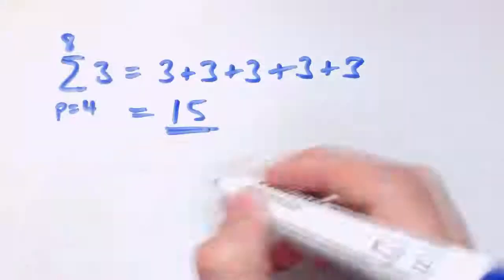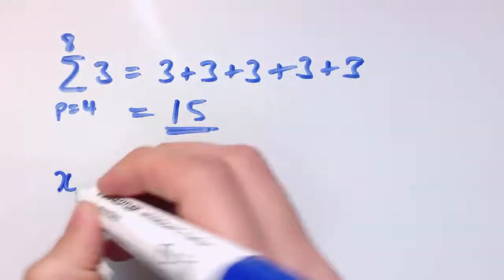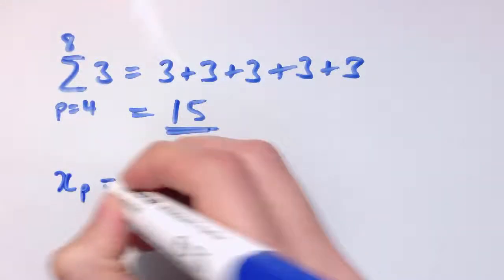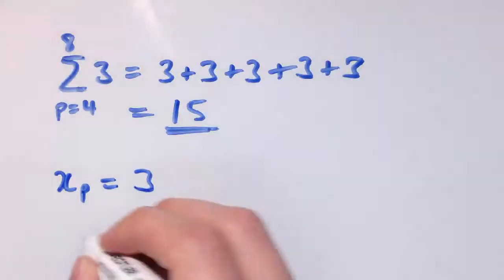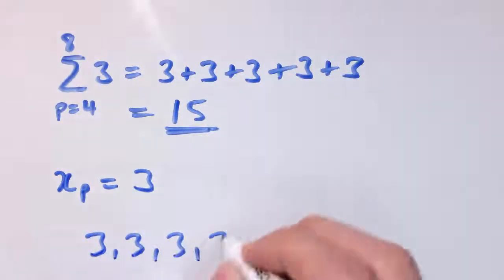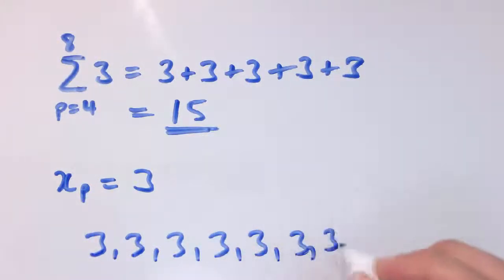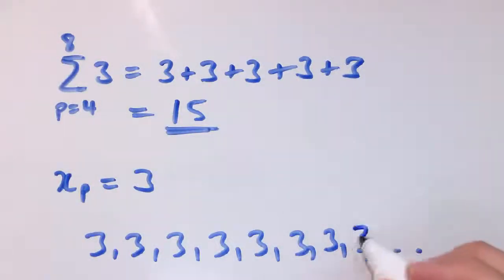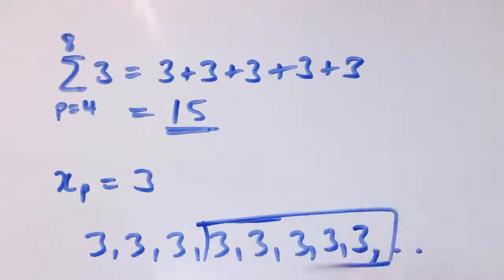Think about it in terms of the sequence. What I'm saying here, if this was the sequence, x_p is always 3. This sequence just goes 3, 3, 3, 3, 3, 3, 3, etc. And I'm saying just add up the 4th up to the 8th terms of this sequence. So 1, 2, 3, here's the 4th, 5th, 6th, 7th, 8th, here are those terms. I'm just going to add up 3 plus 3 plus 3 plus 3 plus 3.